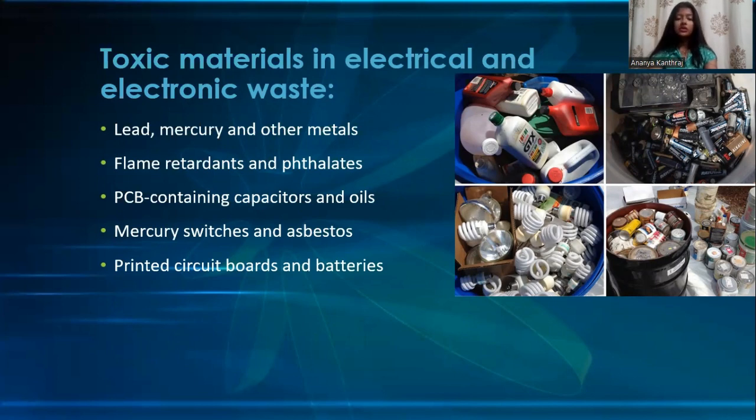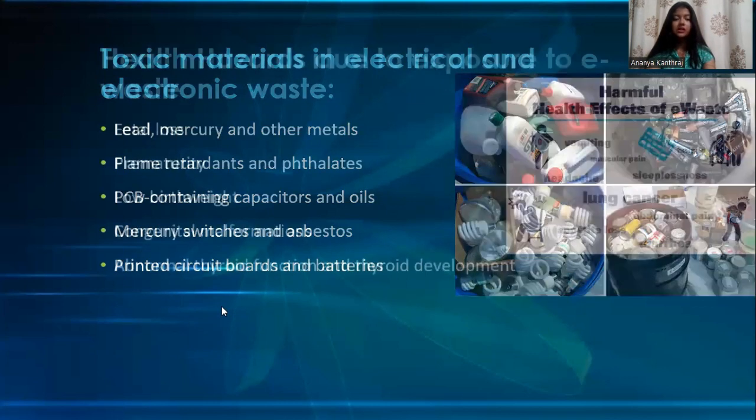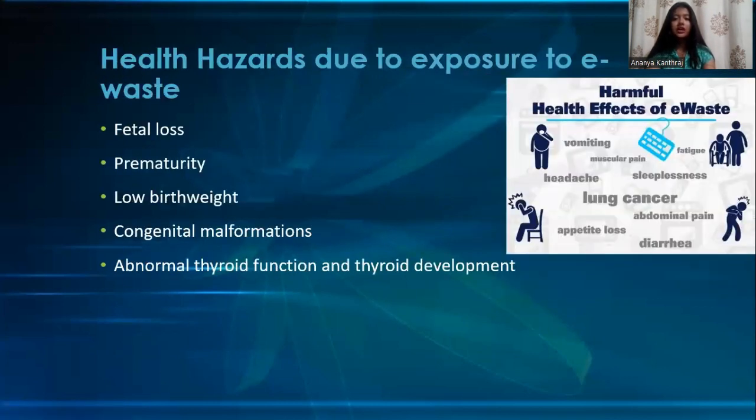So, what are the toxic materials in electrical and electronic wastes? It consists of a few of the following, which are mentioned here: lead, mercury, and other metals, flame retardants and phthalates, PCB-containing capacitors and oils, mercury switches and asbestos, and printed circuit boards and batteries. Now, health hazards due to exposure to e-waste. What are the harmful effects of e-waste? Fetal loss, prematurity, low birth weight, congenital malformations, abnormal thyroid function, and thyroid development issues are a few of the health hazards caused by exposure to e-waste.